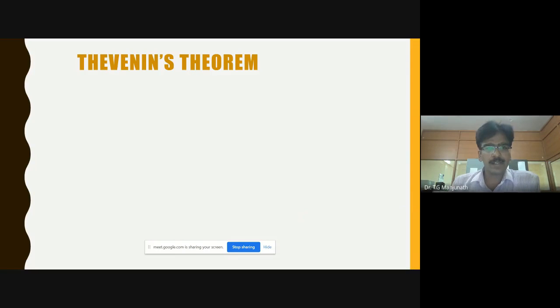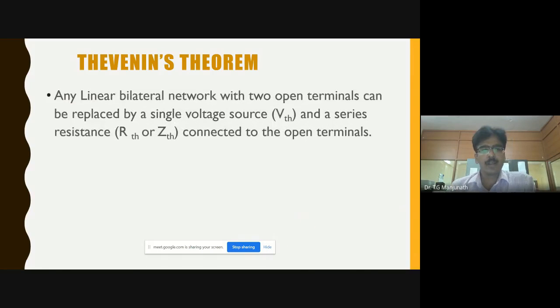In this session, let us understand the statement of Thevenin's and Norton's theorem and the concept behind these two theorems. Thevenin's theorem. The statement is any linear bilateral network with two open terminals can be replaced by a single voltage source V Thevenin in series with a resistance R Thevenin or Z Thevenin connected to the open circuited terminals.